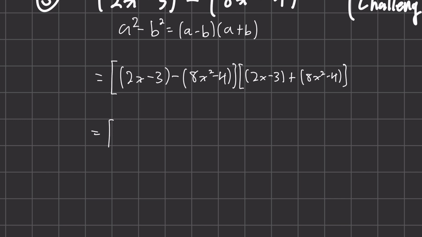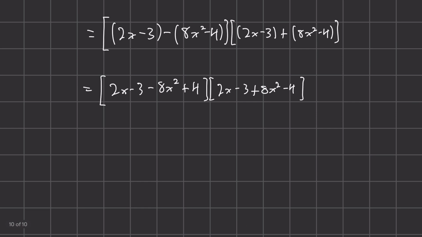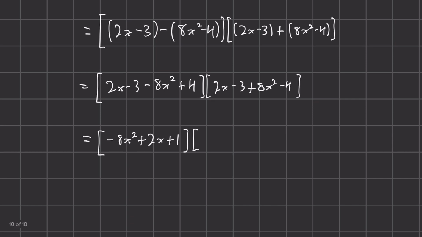And now we just simplify what's inside the big brackets. So it's going to be 2x minus 3. We distribute the negative sign. So it's going to be minus 8x squared plus 4. And then it's going to be 2x minus 3. Nothing happens for this one. 8x squared minus 4. Now simplifying, we get negative 8x squared plus 2x plus 1. And for this other one, we get 8x squared plus 2x minus 7.